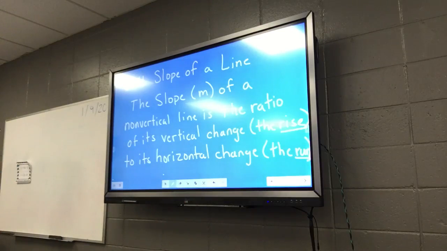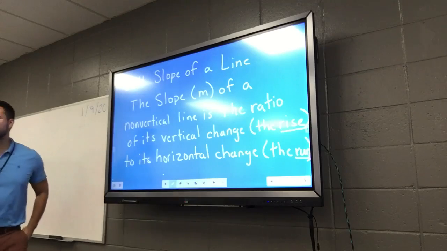I want you to get this definition down. There's a lot to it. Today we're talking about the slope of a line.